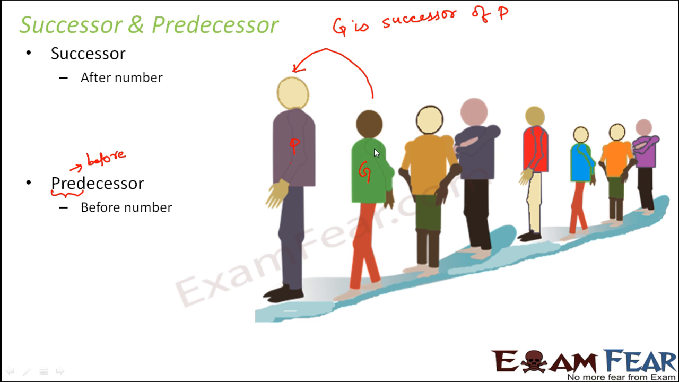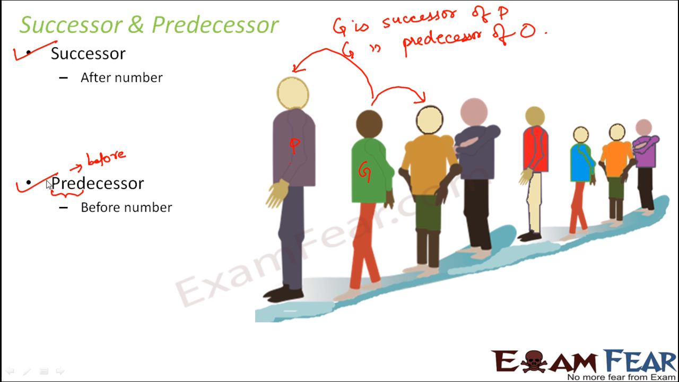Now what about the green? Now this green is present before orange. So that means green is predecessor of orange because green is present before orange. So any number which is present before a particular number, that number is called predecessor. The number which is present after the number is called successor. So successor is after number and predecessor is before number.